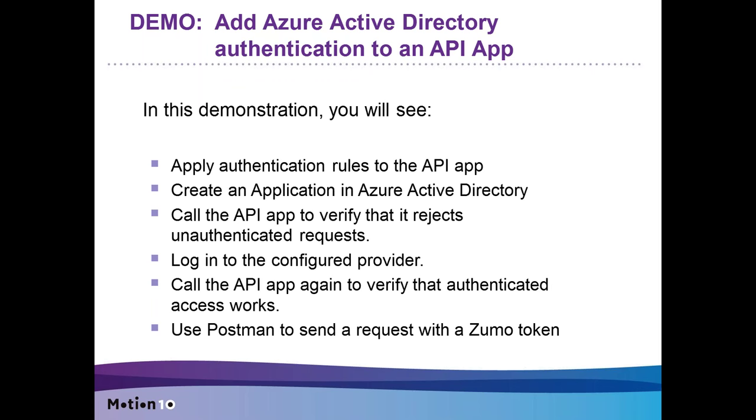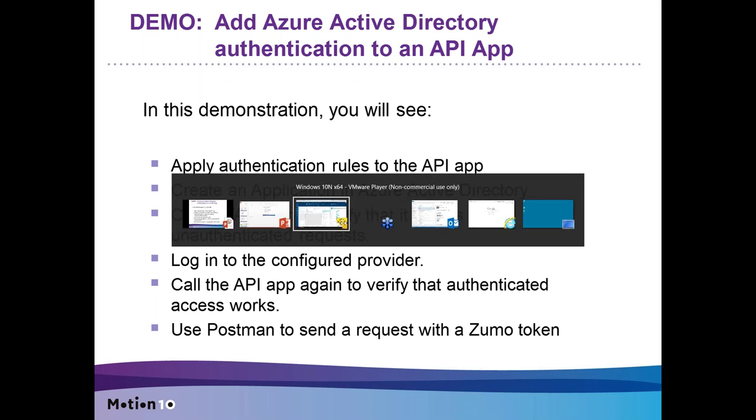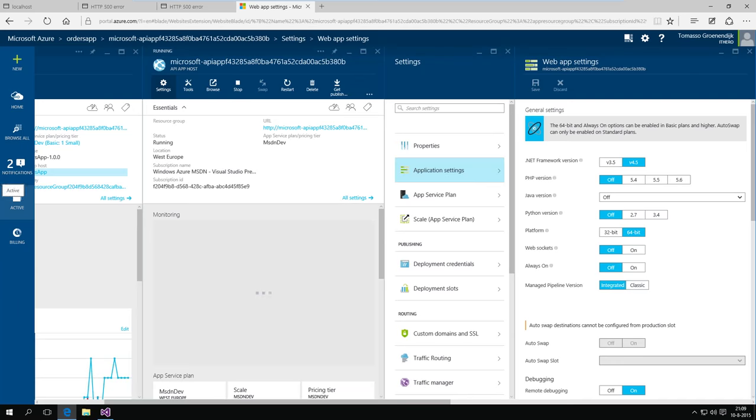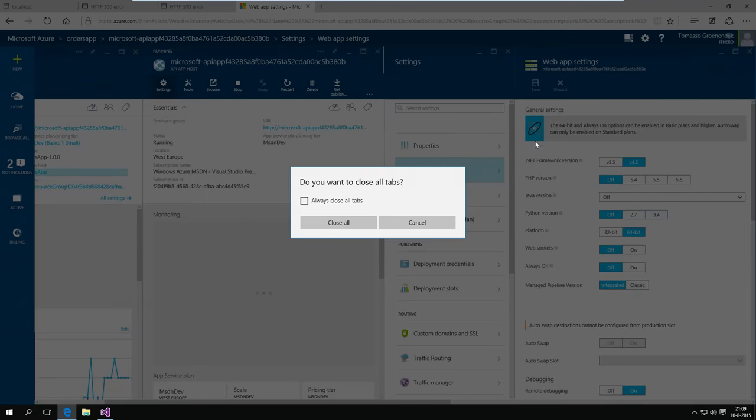I'm also going to use the Postman tool from Google. Postman is a tool that is built upon Google Chrome, and with Postman I am also going to call the API app. Then I'm going to need that Zumo token. So in Postman, I'm going to add a Zumo token to the header, and then hopefully I'm going to be able to send a request. So back to the virtual machine for the last demo. First, let me close everything.